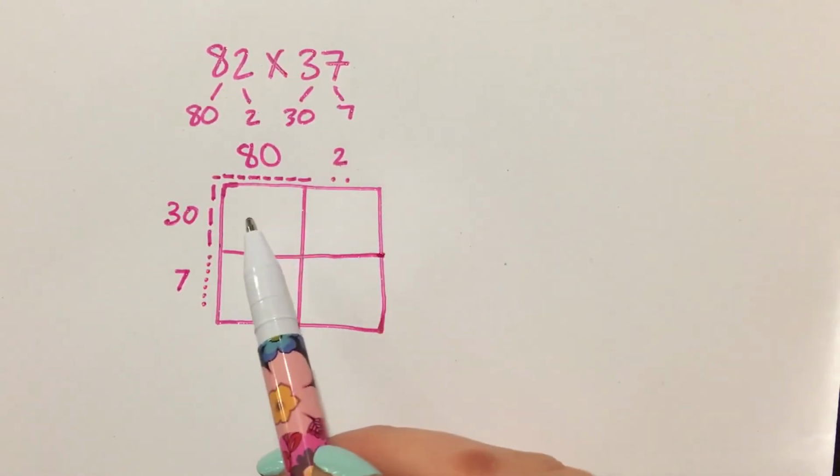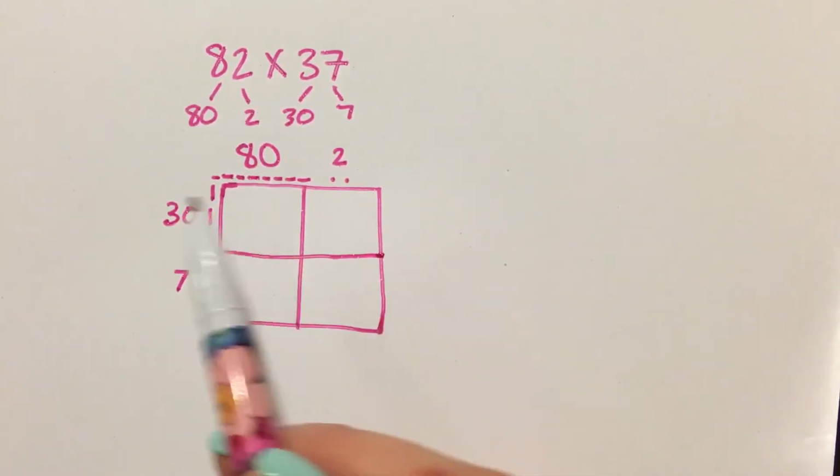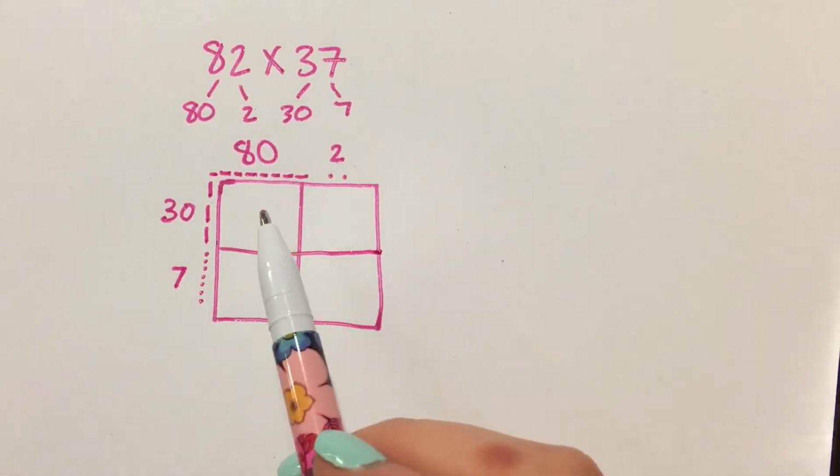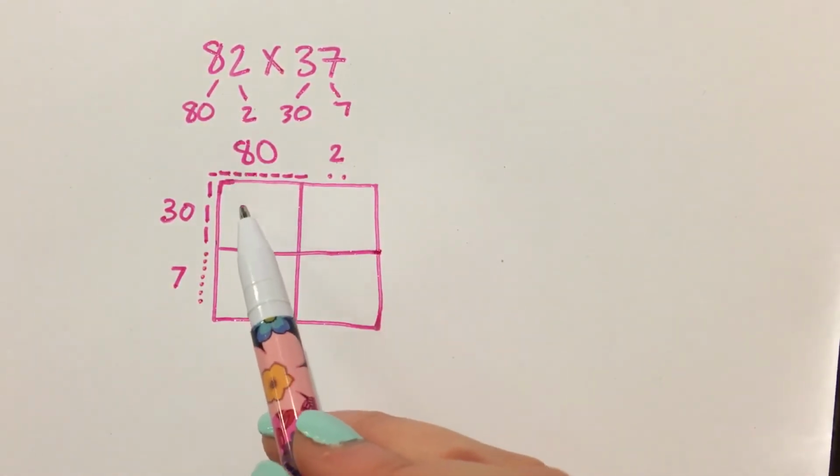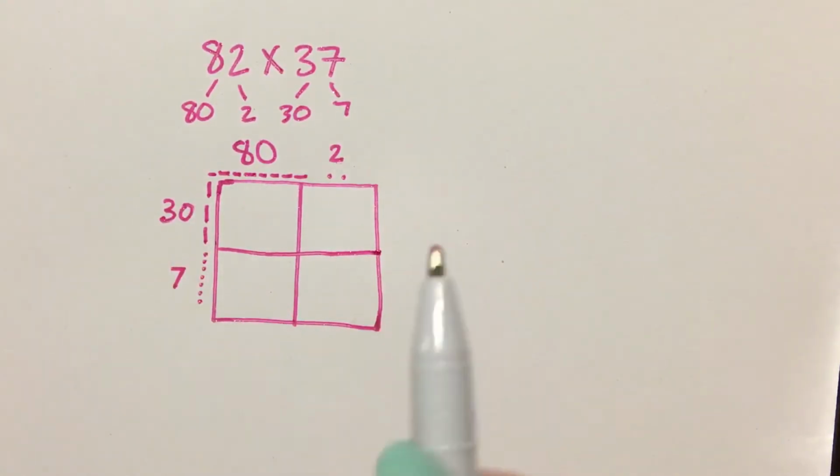So if I'm looking at square 1, I see that 80 times 30 will give me what goes into square 1. I don't know what 80 times 30 is, but I do know that 8 times 3 gives me what?